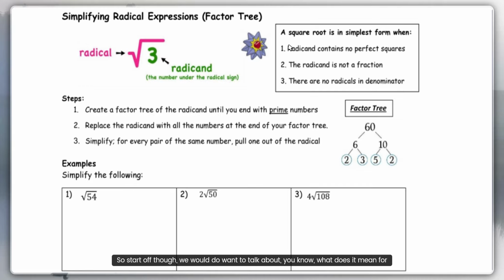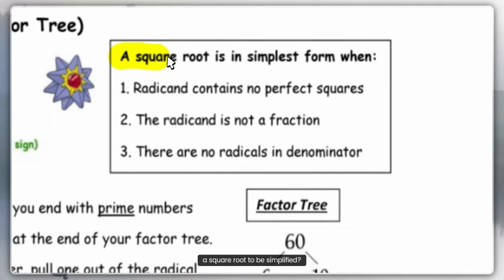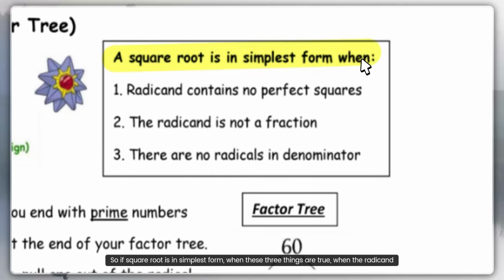Okay. To start off, though, we do want to talk about what it means for a square root to be simplified. A square root is in simplest form when these three things are true. When the radicand contains no perfect squares, remember that's just the number under the square root. When the number under the square root is not a fraction. And when there are no radicals in the denominator, right? So these three things have to be true for a radical to be in simplest form.